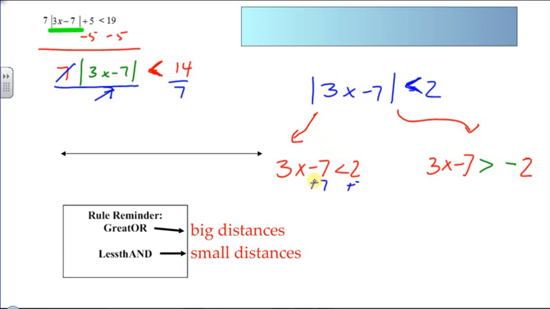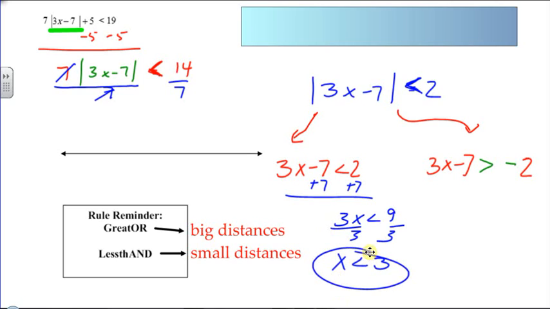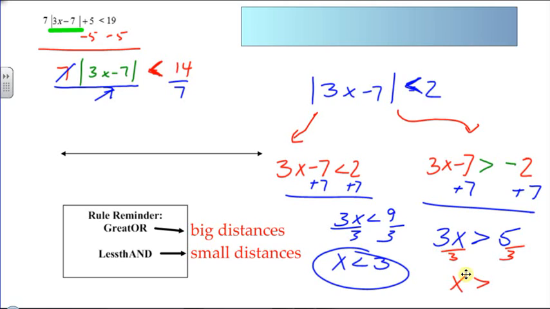Add 7 to both sides. 3x is less than 9. Divide by 3. X is less than 3. Circle that for now. Let's go to the other side. Same thing, we're going to add 7 to both sides. 3x is greater than, this is going to give me a 5 here. And we're going to divide both sides by 3. Holy moly, we got a fraction. X is greater than 5/3. Well, you know what? Fractions can be legitimate answers. There's nothing wrong with that.